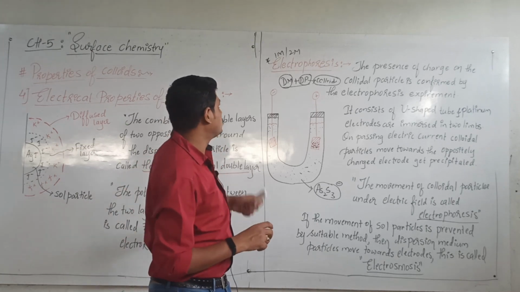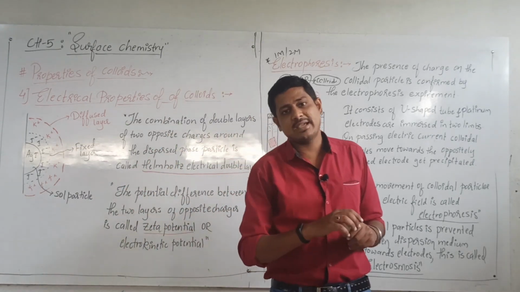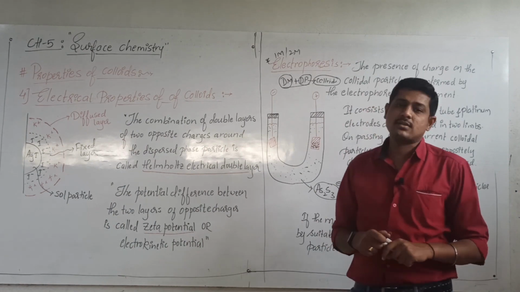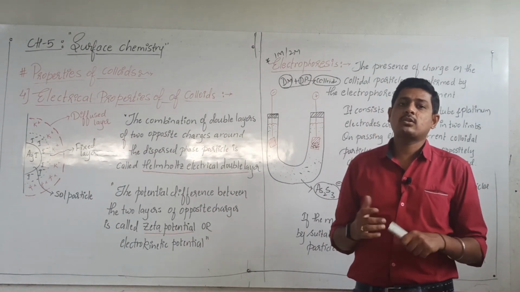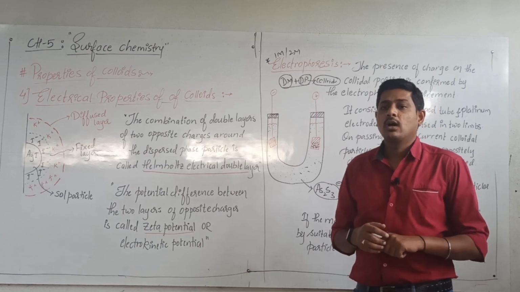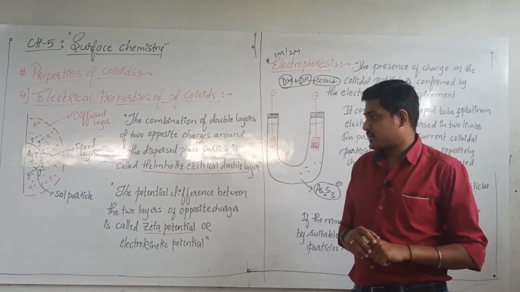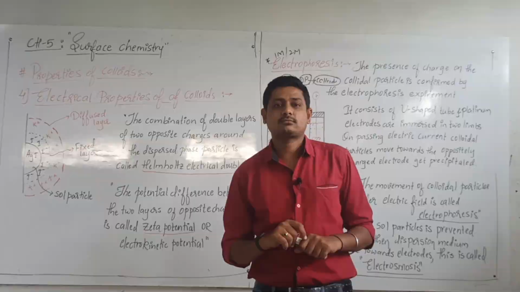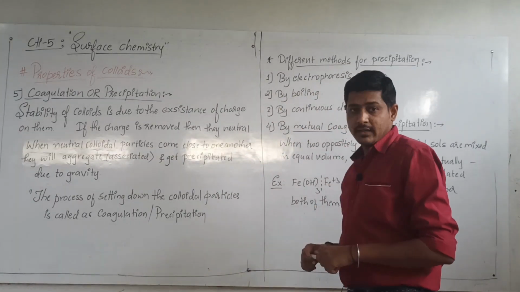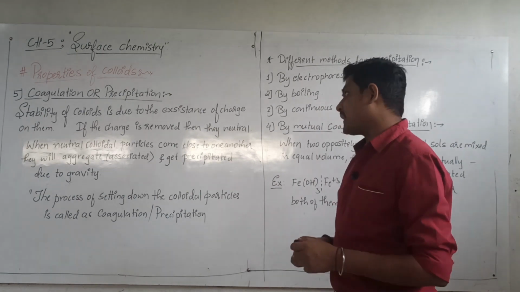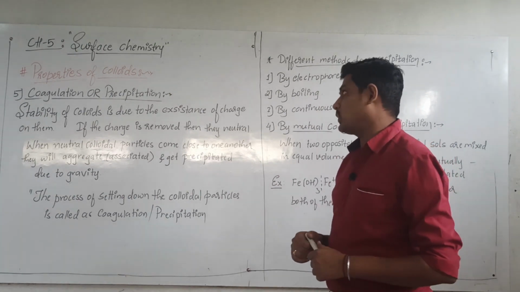Now we will move on to the next property of the colloids, the precipitation property, which we also call coagulation of the colloids. Okay students, now we will study the fifth property, that is precipitation, or another word, coagulation.